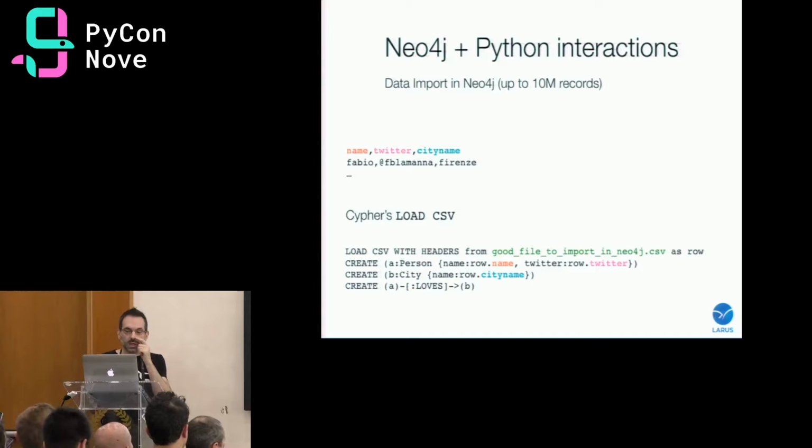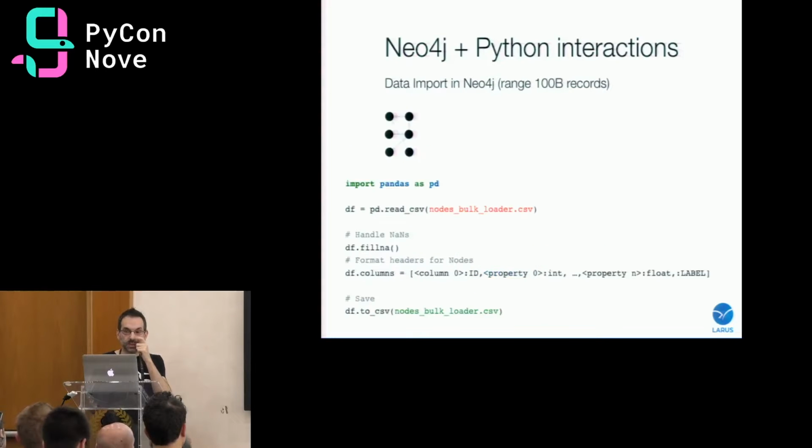Just be aware of parsing your CSV file in the right way in advance with pandas, which is very useful. If you have more than 10 million records, there is another technique, the so-called bulk loader in Neo4j. The difference is that LOAD CSV, the previous technique, reads and writes through transactions.